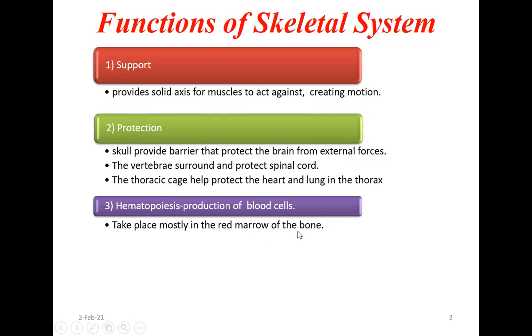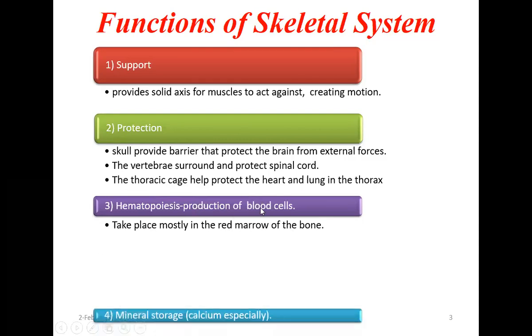There are two types of marrow inside the bone, the yellow marrow and the red marrow. That is the site where the blood cells are formed. The blood cells are formed within the red marrow, which is deep inside the bone, within the cavity of the bone. So it helps with hemopoiesis, that is production of the blood cells.